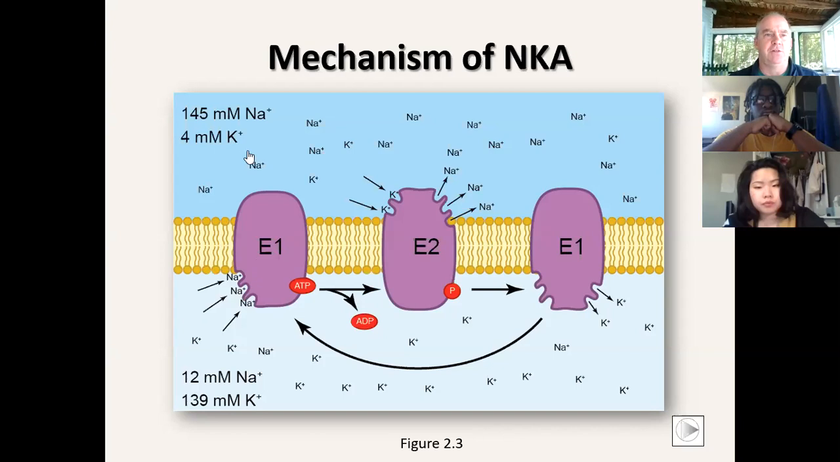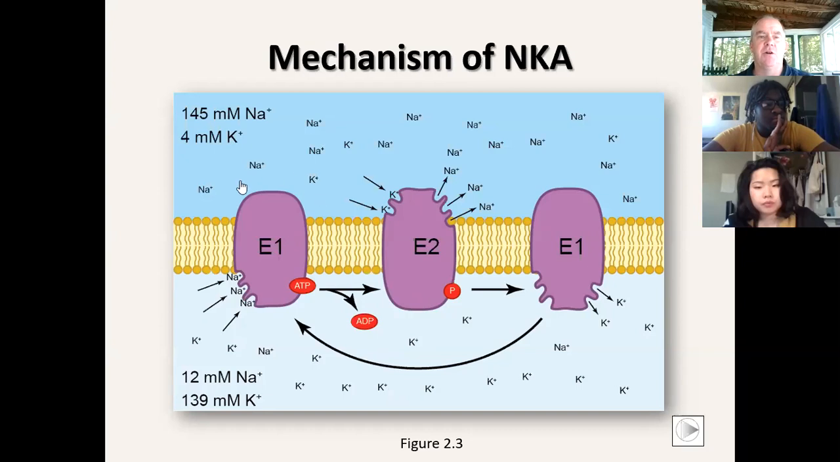Okay, back to our action potential. So it's set up by two things. One is this asymmetric distribution of ions. So you've got high sodium outside, 145 millimolar, and low potassium. On the inside, you've got the opposite, low sodium and high potassium. So the reason for this is because you've got this enzyme, sodium potassium ATPase, in the membrane that is pumping sodium out and potassium in.